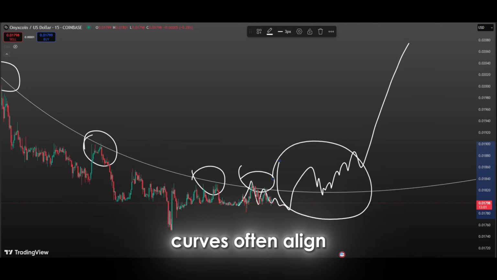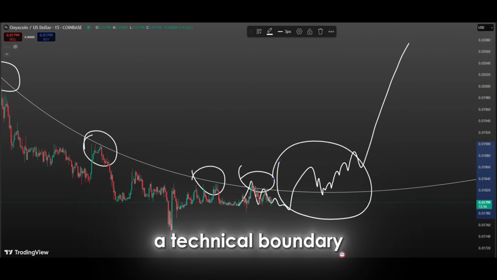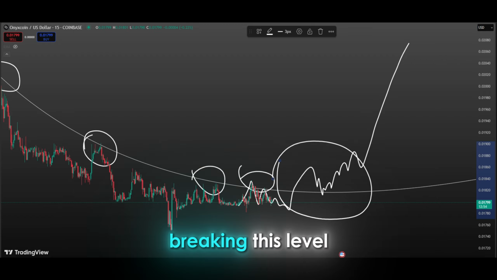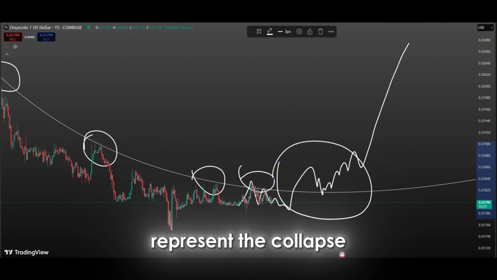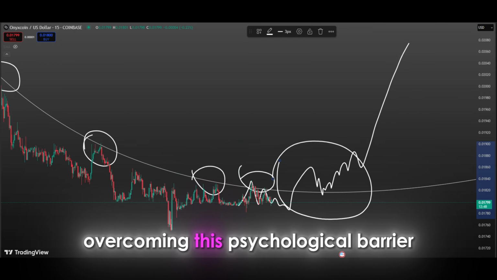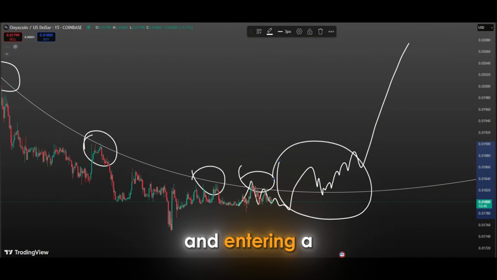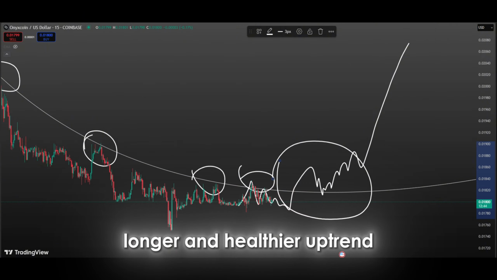Technically, curves often align with moving averages, regression lines, or slope patterns formed by the price over time. The current curve on the chart is not just a technical boundary, but also serves as a psychological barrier. In other words, breaking this level will not just be a linear crossing. It will also represent the collapse of the belief in the investor's mind that the price can't go beyond this. Overcoming this psychological barrier typically precedes the price gaining momentum and entering a longer and healthier uptrend.